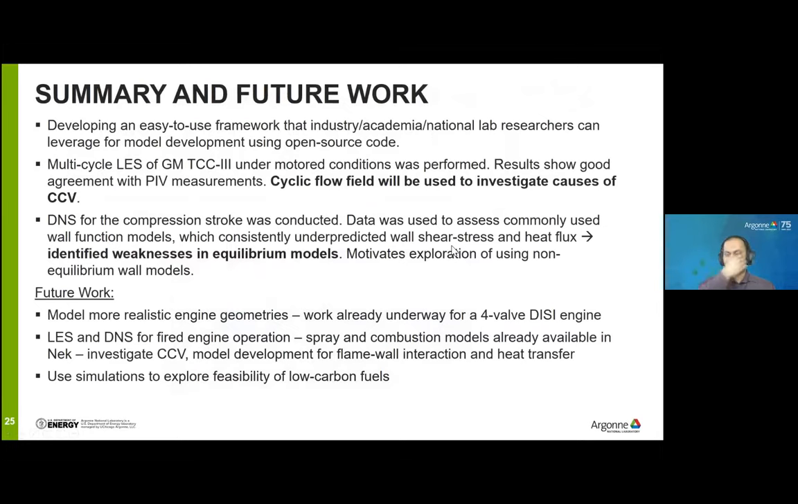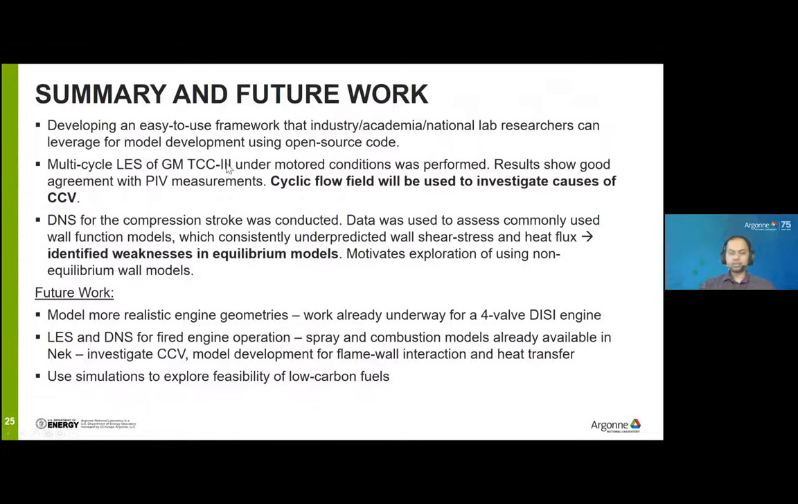All right, so coming to the summary, basically our work over the last few years has been to develop this easy to use open source framework that industry, academia, and national lab researchers can leverage for model development.